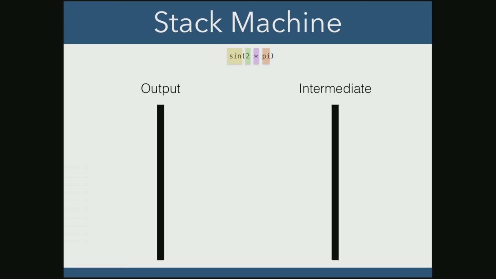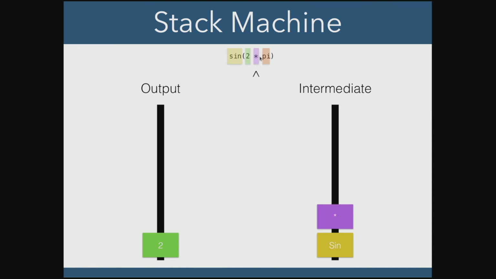So let's take my example again, but written now in infix. So I have sine 2 times pi, and I've coloured all the bits differently. So you go through, and the first thing you encounter is sine. So sine is a function, so it goes on that intermediate stack here, because it can't go on the output stack, it doesn't have any operands. 2 is just a number, it doesn't take any operands, so it goes straight on the output stack.